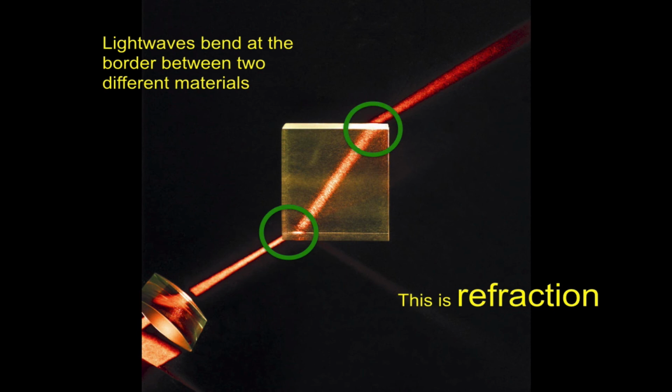Now, because of this refraction, objects sometimes look kind of weird. We'll do an experiment later with a pencil in some water, and we'll notice that it looks like the pencil has bent. You've probably seen this before. And the reason for that is refraction.